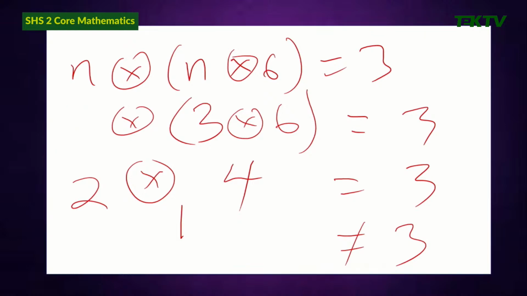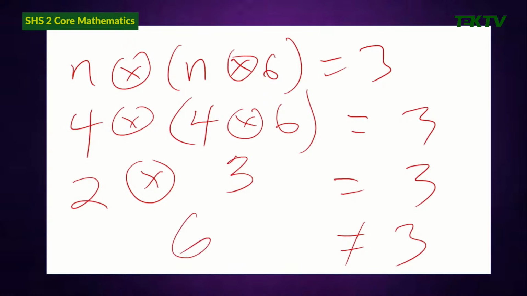In place of n, 4. 4 times 6 on the table is 3. And 2 times 3 on the table is 6. 2 times 3, 6. The first one was 4 times 6, 24, which is 3.